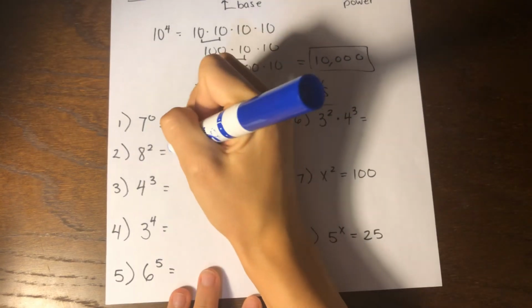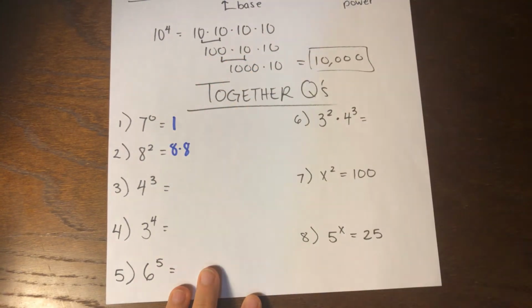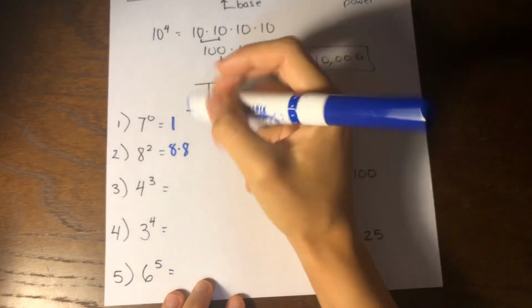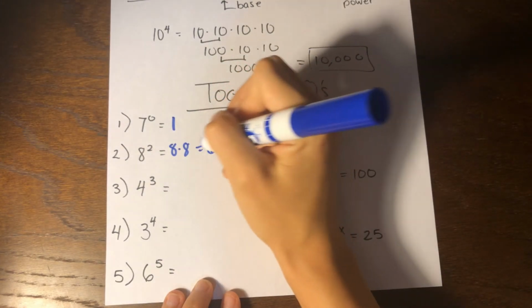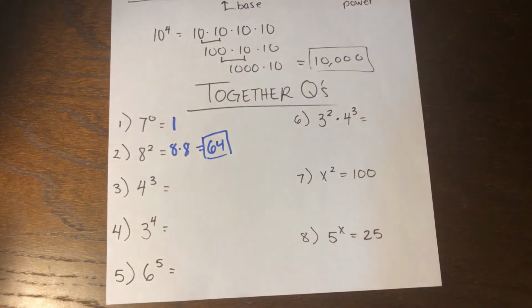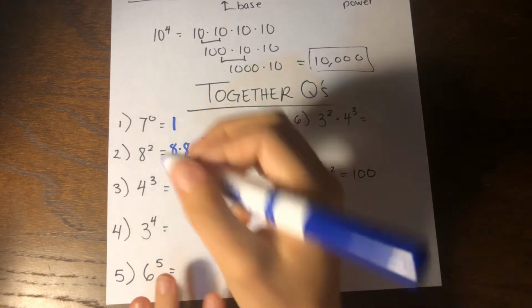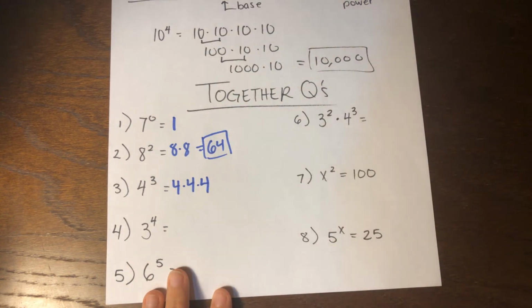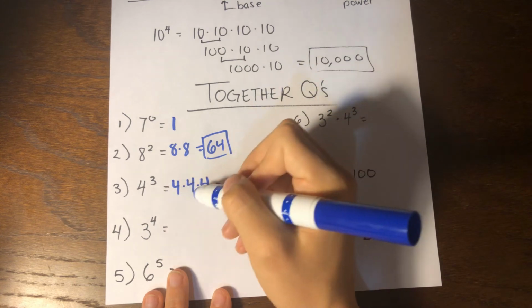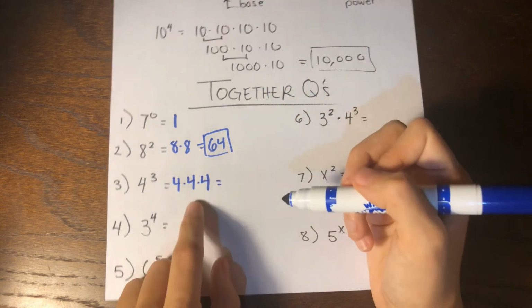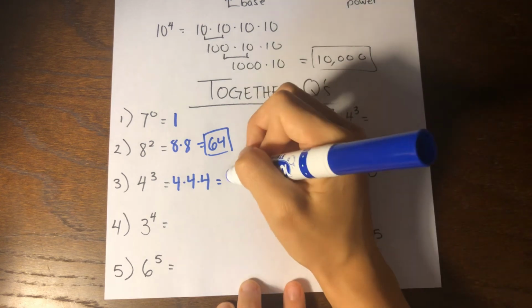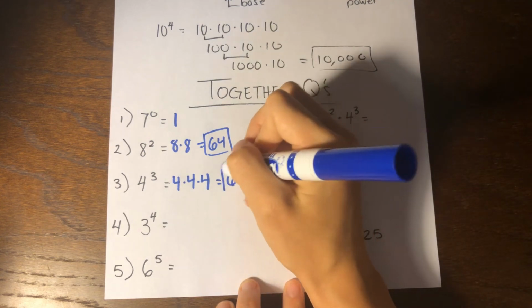Okay? So the next one, 8 squared. That means 8 times 8. And we know that 8 times 8 is 64. Okay? The next one, 4 to the third power. So we know we have 4 times 4 times 4. Okay? 4 times 4 is 16, and then we would do 16 times 4, which is 64. So this one also is 64.